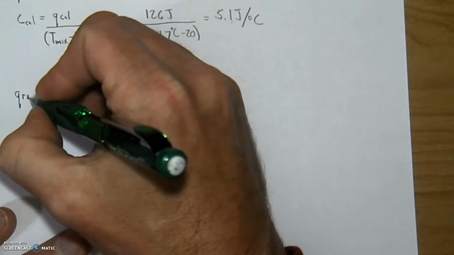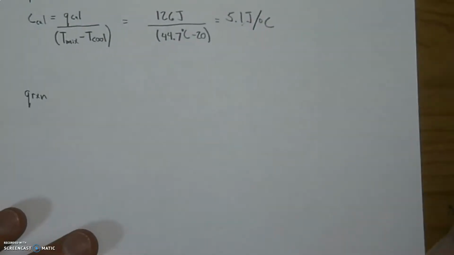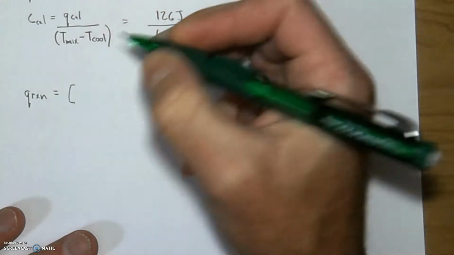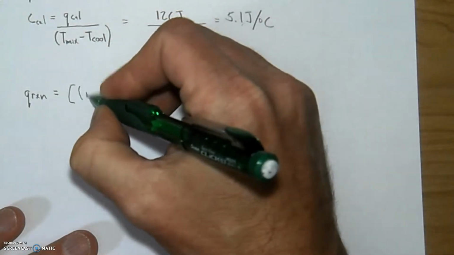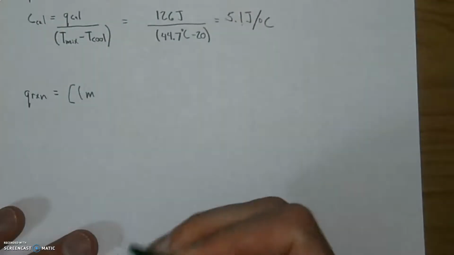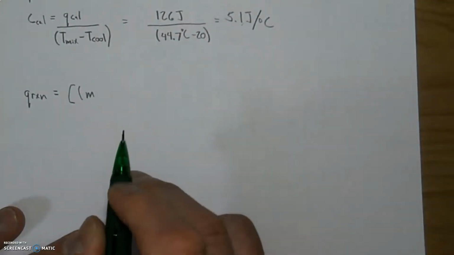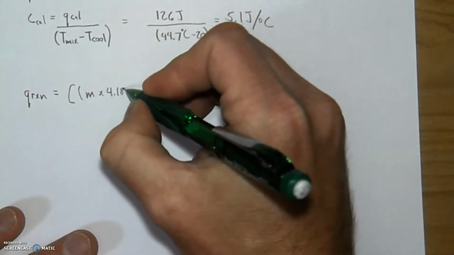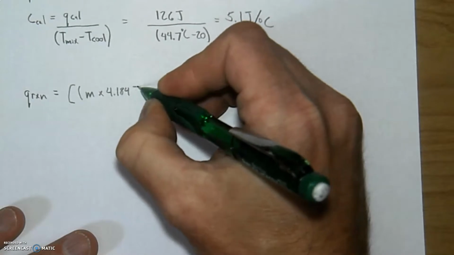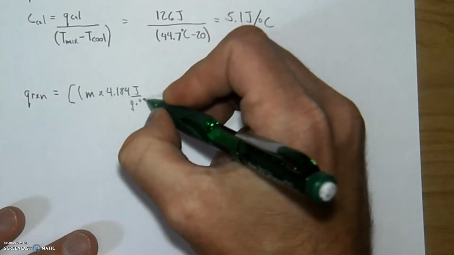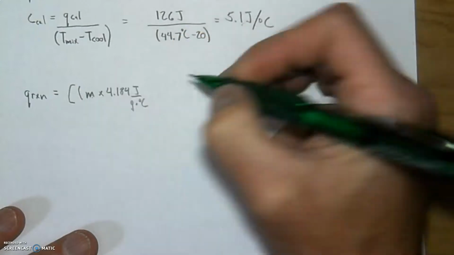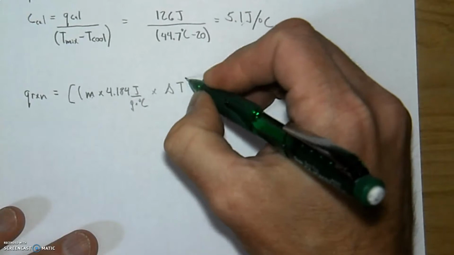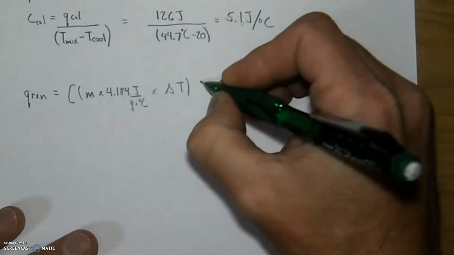I want to look at a reaction. So Q cal, or Q reaction, excuse me, is equal to, and I'm going to look at two different things. The mass of the two solutions mixed together times 4.184, and again, that's going to be joules per gram per degree Celsius. This was mass in grams, times the change in temperature. Here we go. This is where we can become more specific.